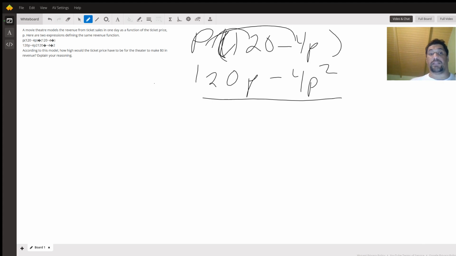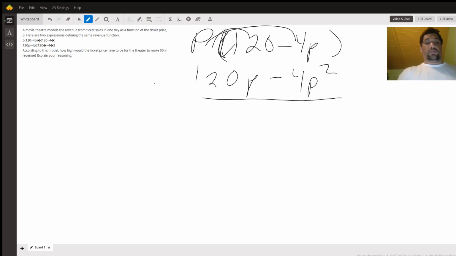Okay. So now the question is, according to this model, how high would the ticket price have to be for the theater to make $0 in revenue? Explain your reason. So basically, how high would the price of the ticket have to be for the revenue to be zero? This is really a quadratic function here, which means you might have more than one solution to this.